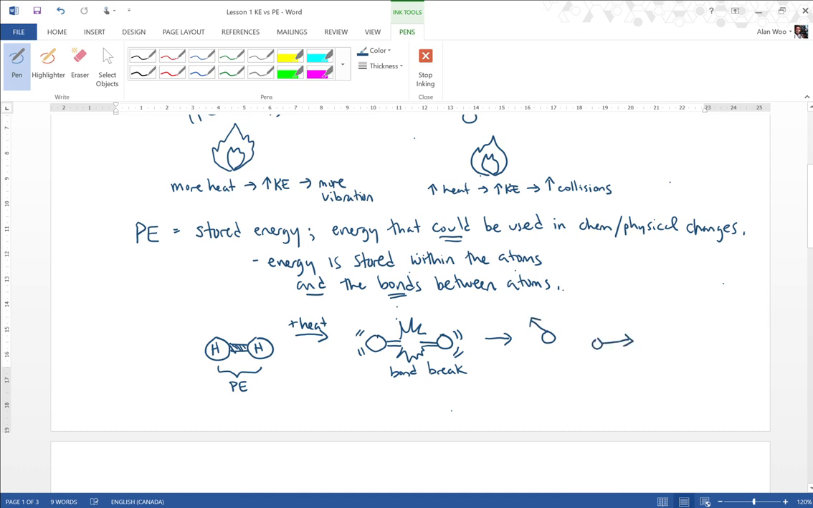So they separate. Okay? So all of that potential energy that was stored inside the bonds is now given to the molecules or atoms so that they can move away from each other to do work. So the energy allows them to separate.